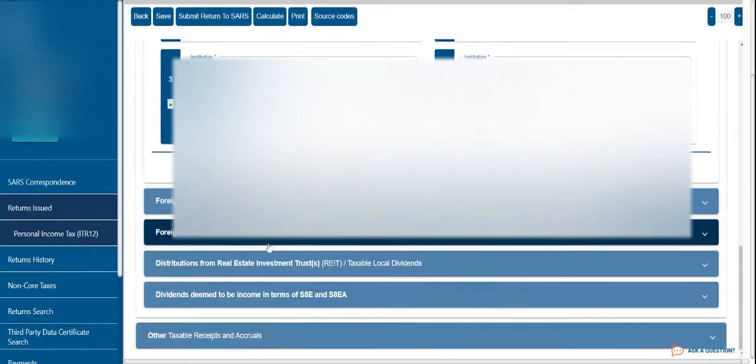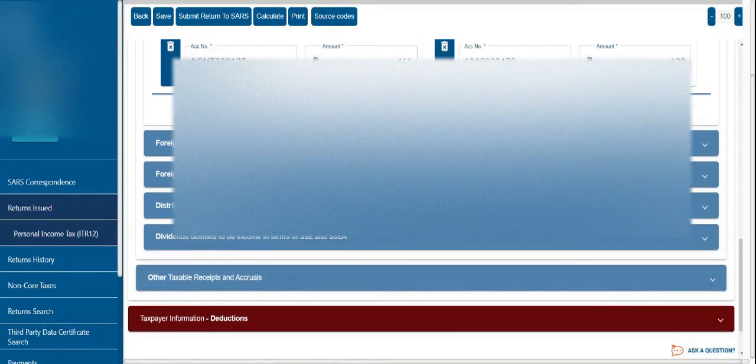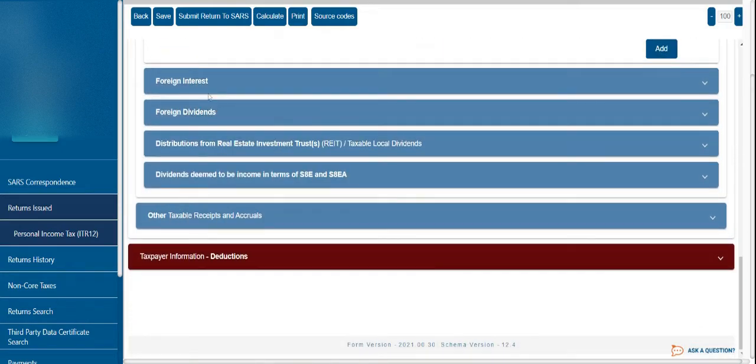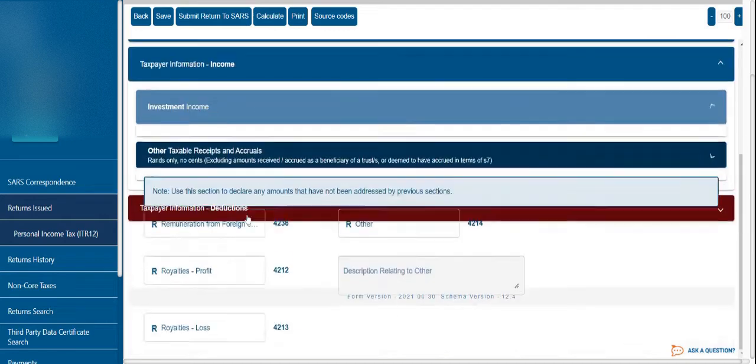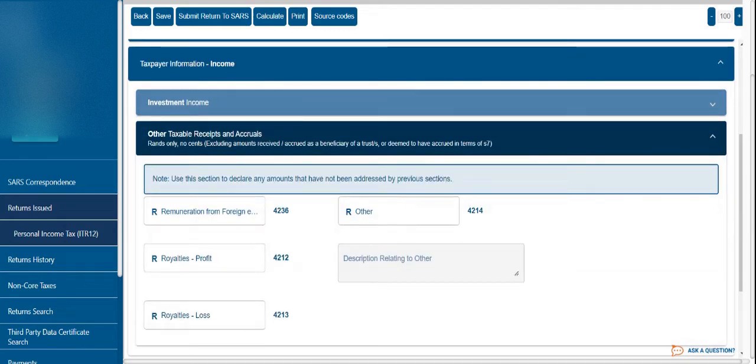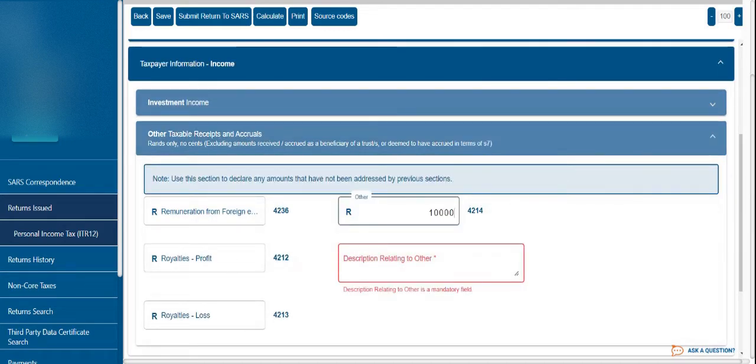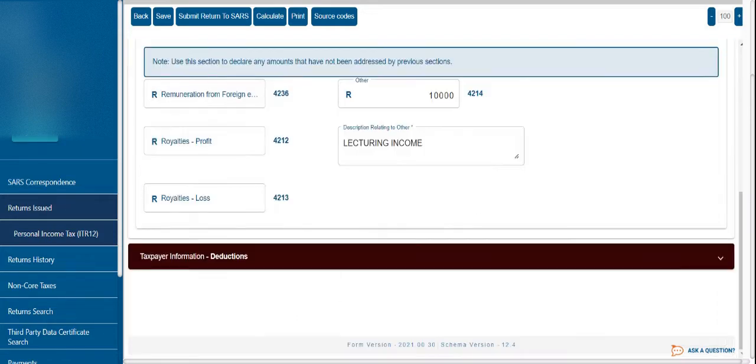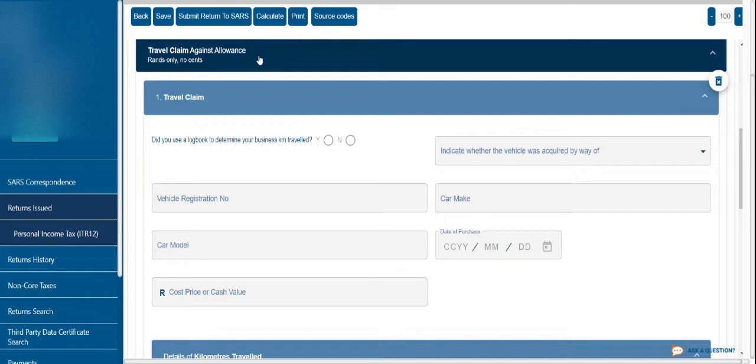There's your RP5. So this is your income. It'll actually pull through anything automatically, like I said, if you had any RAs or anything like that. And yeah, other taxable income, royalties. Let's say you're earning lecturing income that there was no pay as you earn deducted. There you would just put it in like that. Lecturing income, you'd describe what it is. Other deductions. Okay, that was your travel.